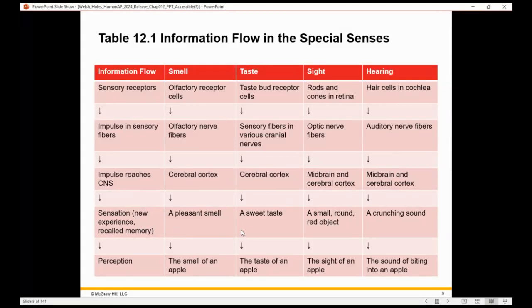For the sensation, for smell, it would be like a pleasant smell. Taste, a sweet taste. Sight, a small round red object. Hearing, a crunching sound. And then finally, perception. Smell, the smell of an apple. Taste, the taste of an apple. Sight, the sight of an apple. And hearing, the sound of biting into an apple.